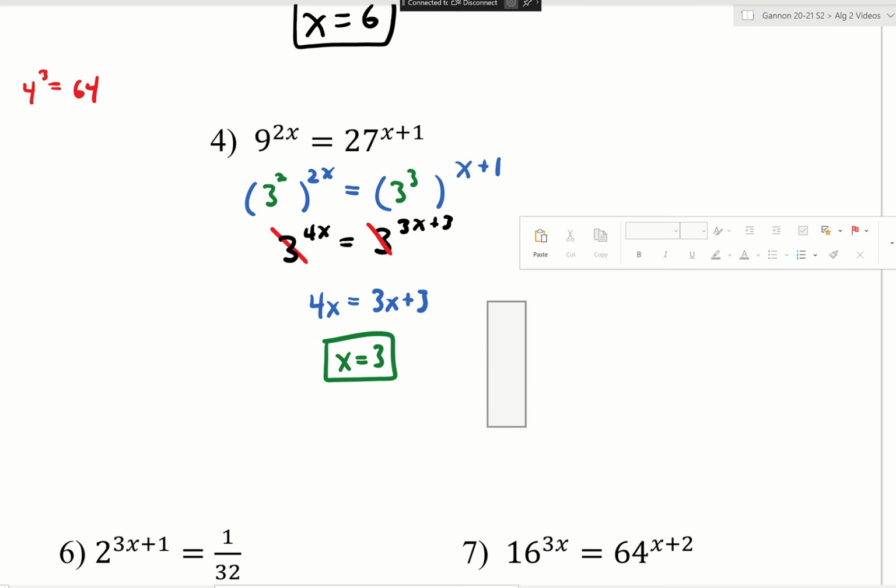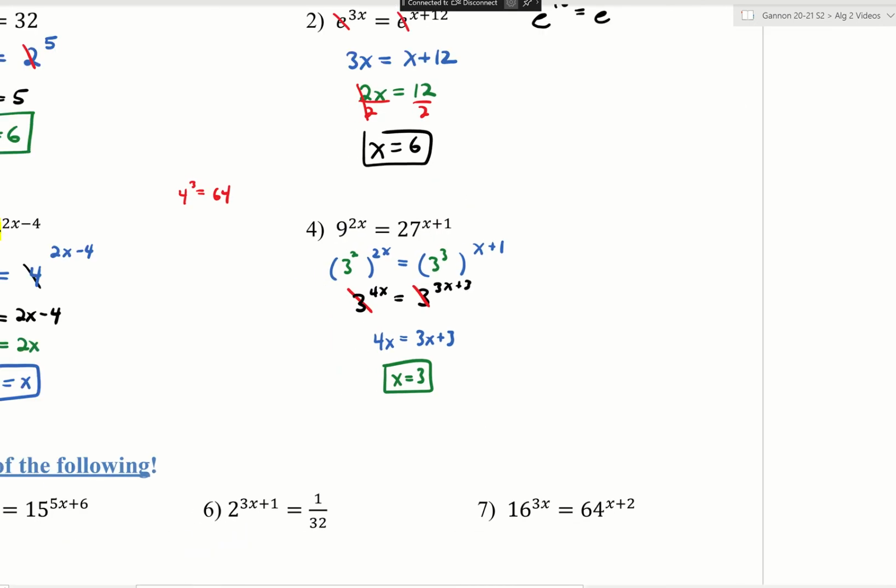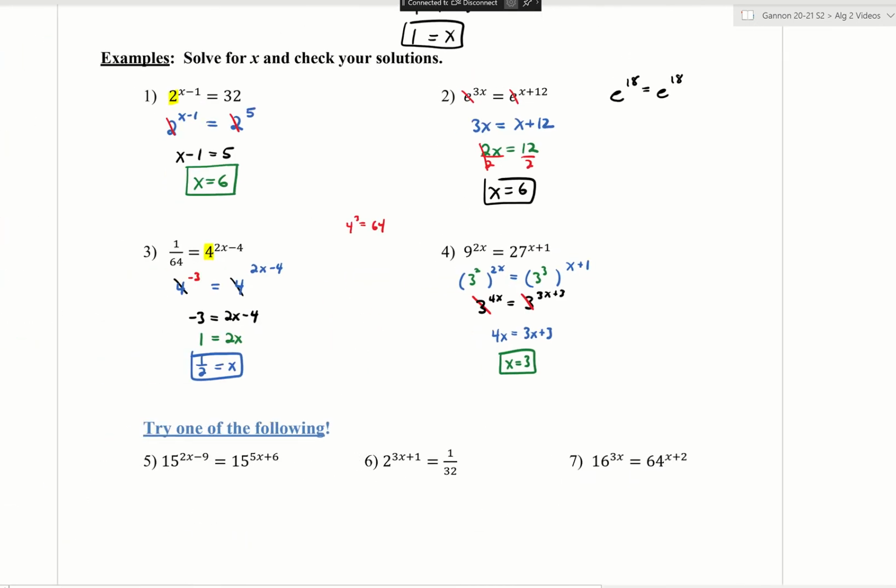And for us, at this point, that is all there is going to be to solving those exponential equations. You want to make sure that you can write both sides in the same base. And then at that point, you drop the base to set the exponents equal and solve the resulting equation.